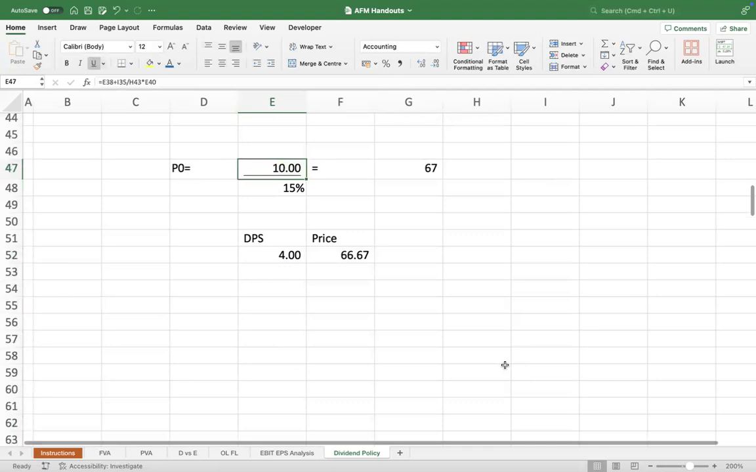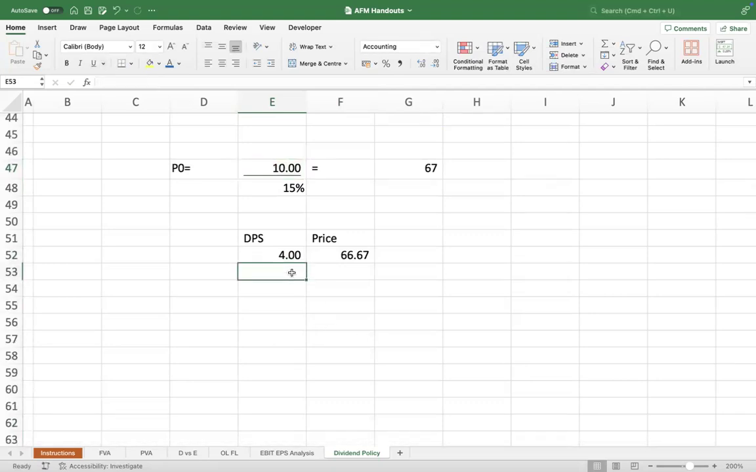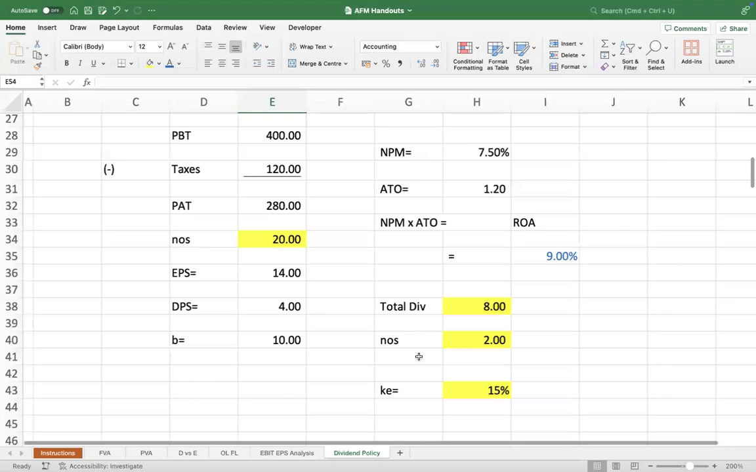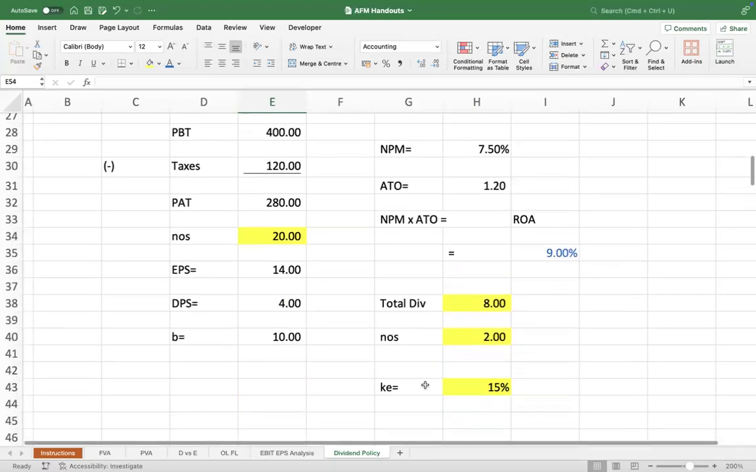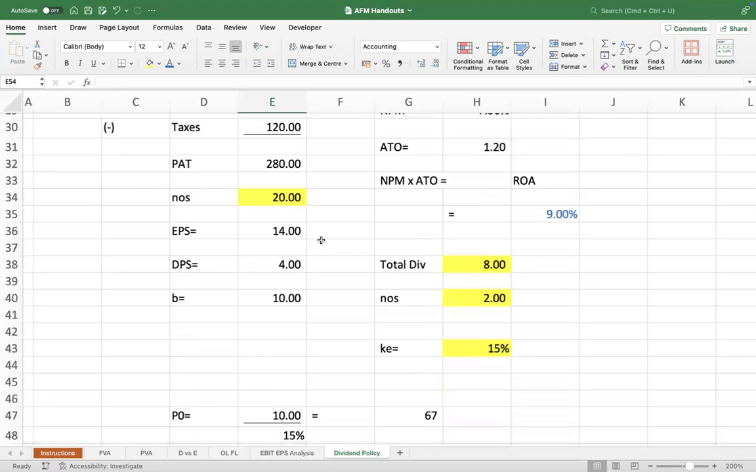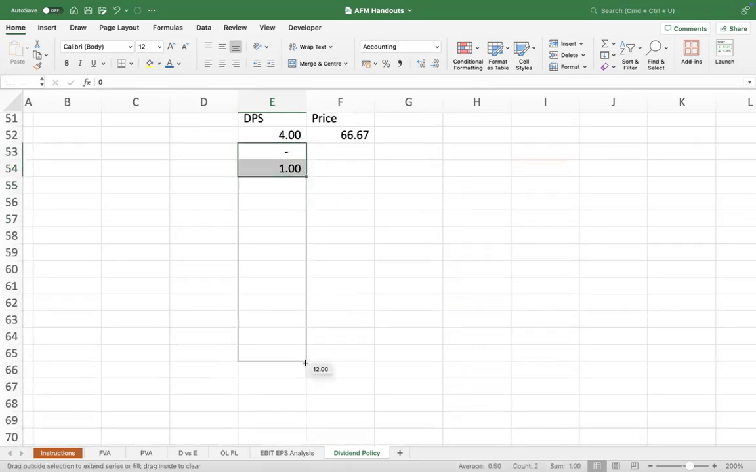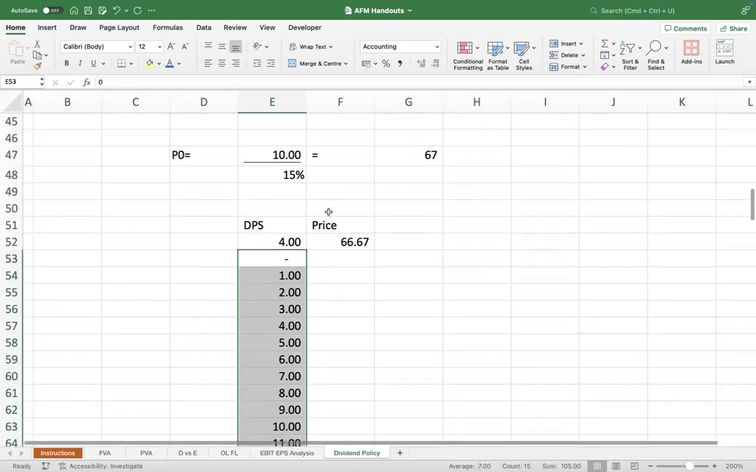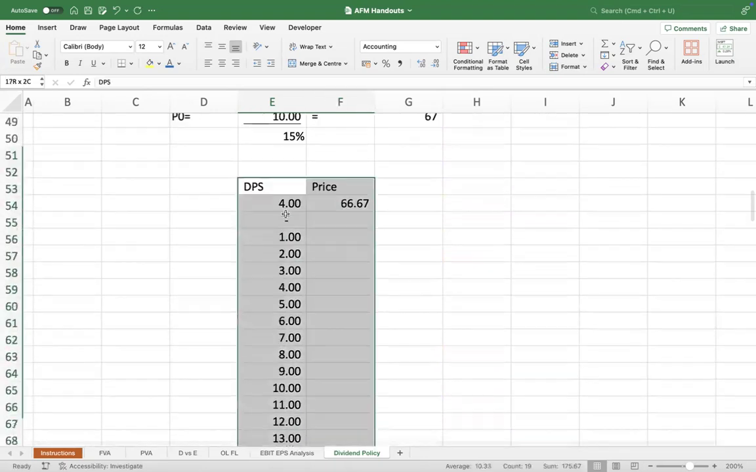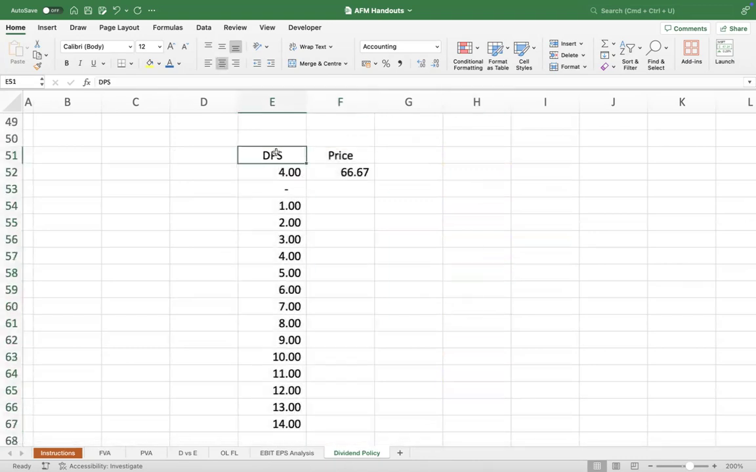Now, if I change my dividends from 0 onwards up to 14, that's the max dividend I can pay, which is the earnings. So I'm starting with 0 and I'm going up to 14. So these are your dividends. And this is my base case. I'm not going to touch my base case. It's right here. Now I want to see, if my dividend increases by 1 rupee each time, what impact it has on my share price.